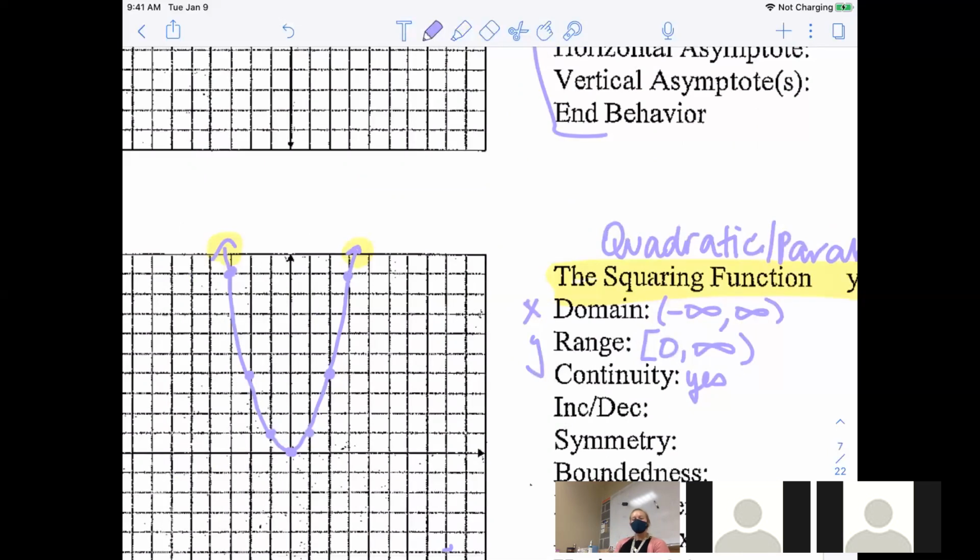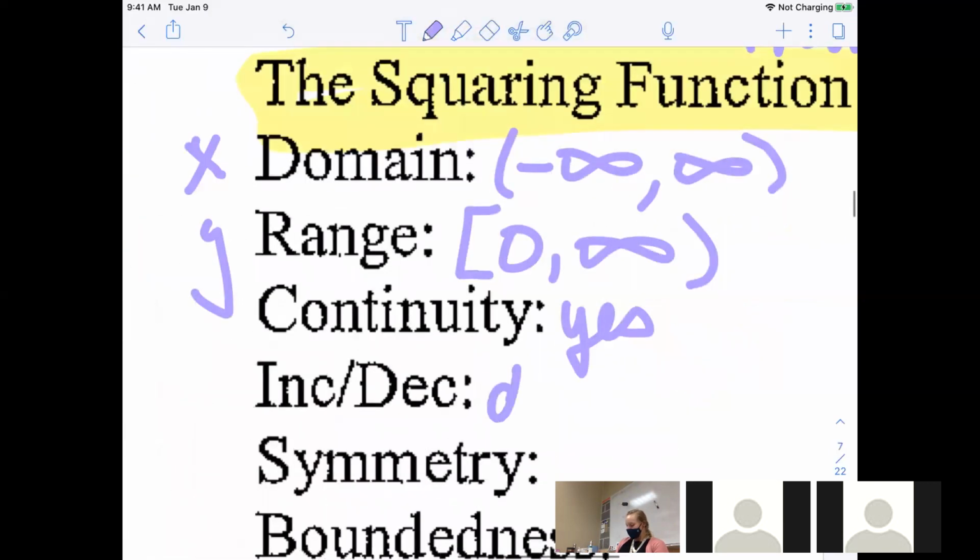All right, increasing, decreasing. Remember, we have to do this as we go across the page, so from left to right. So as I go across, I see what is happening now. Increasing or decreasing? Decreasing? We're decreasing until what x? What x value do we stop decreasing at? 0, good. So I'm going to write decreasing, and I'm going to write negative infinity to 0.